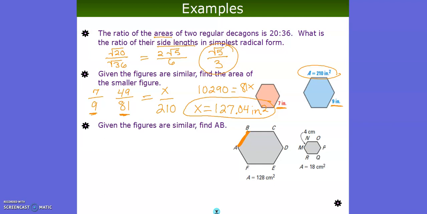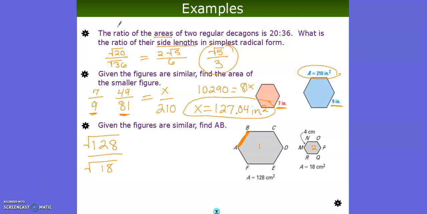Well, they gave us the ratio of the areas. So I'm going to call this shape 1, shape 2. I'm going to go from 1 to 2. So I'm going to say the area of my first shape, and I'm going to take the square root, so I get the side lengths, over the area of my second shape, like that. So I'm going to go ahead and have to do some simplifying here.